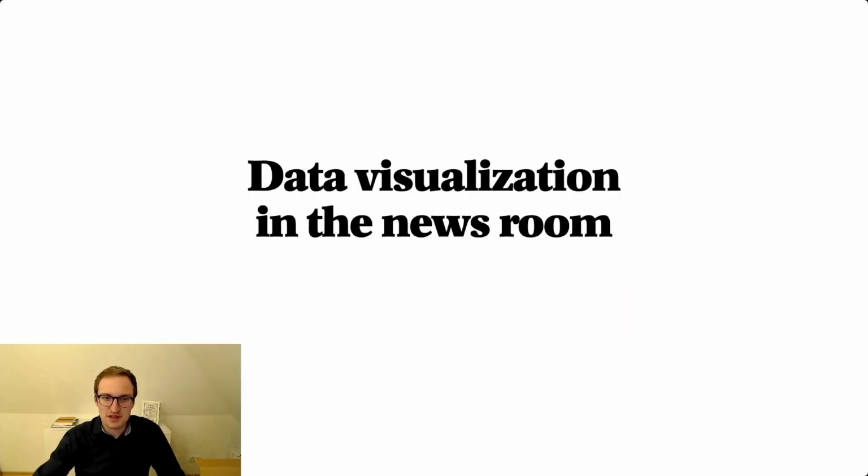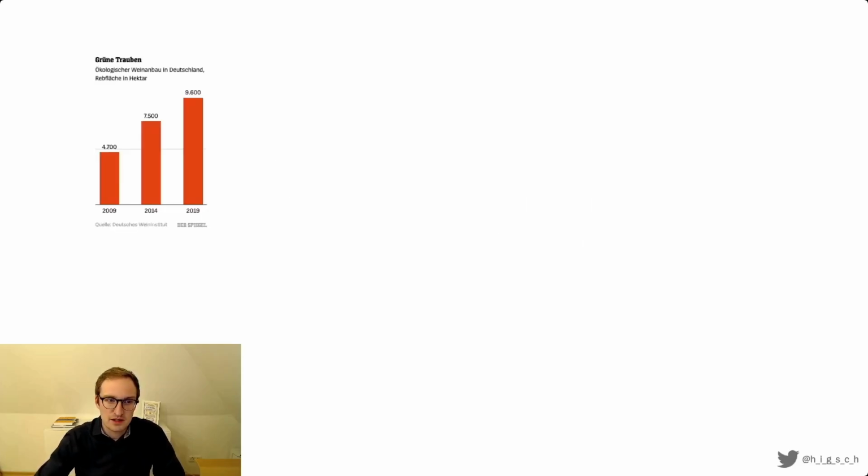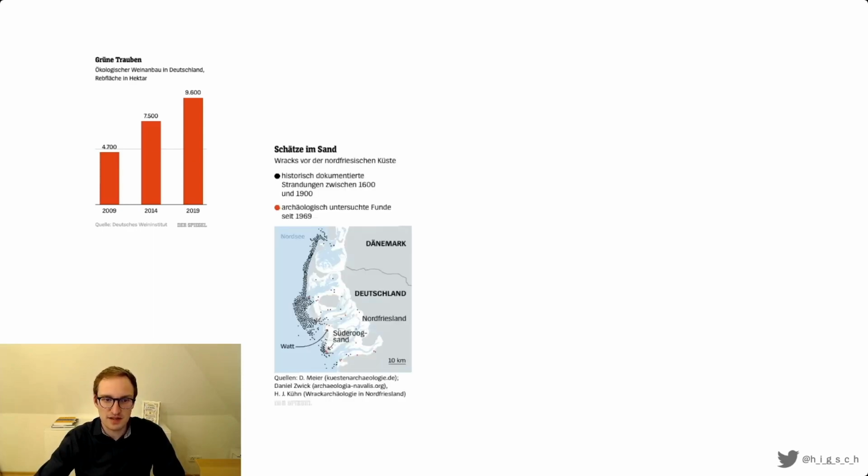But let me first show you which types of visualization we usually produce in the newsroom. Because in the world of data visualization, I think that visualizations for the newsroom are a little bit special. There could be really simple graphics and charts like that one here. They could be static also, like that one, which is a little bit more customized. Here you can see a map of sunken ships at the German and Danish coast.